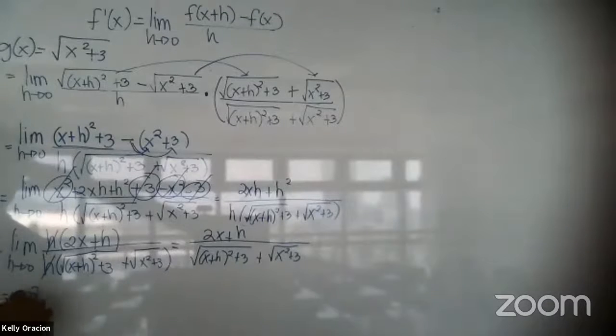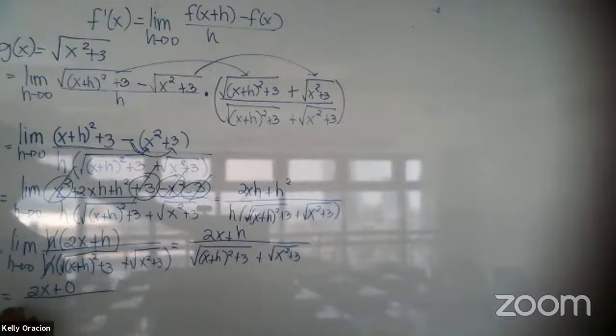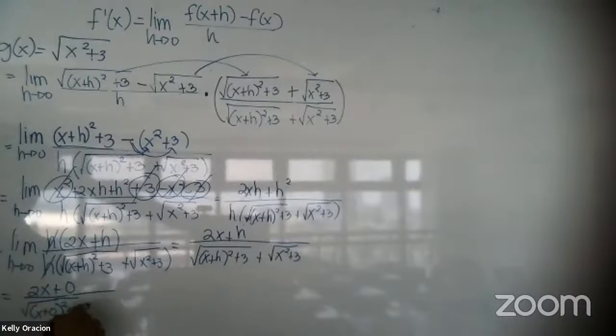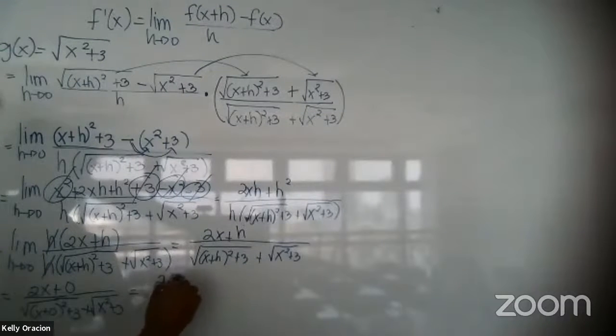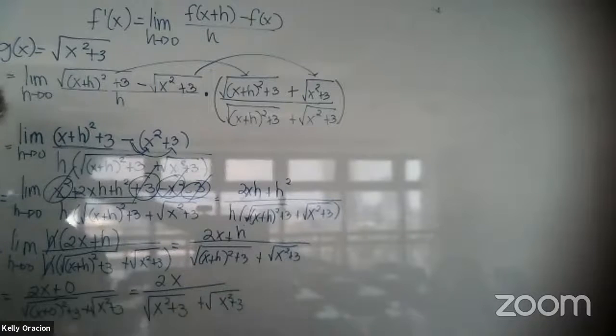So you have 2x plus 0. Our h will turn into 0, and x plus 0 squared plus 3. Since it is x plus h, so plus 0, plus square root of x squared plus 3. So it becomes 2x over the square root of x squared plus 3 plus the square root of x squared plus 3.